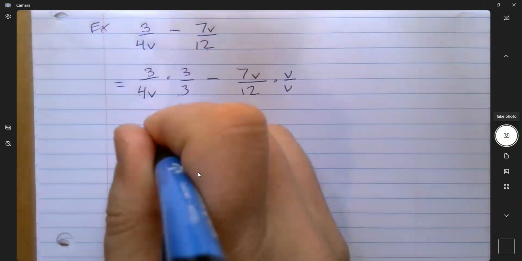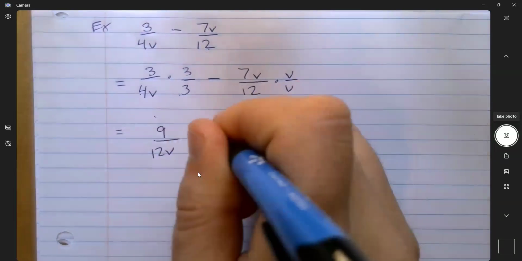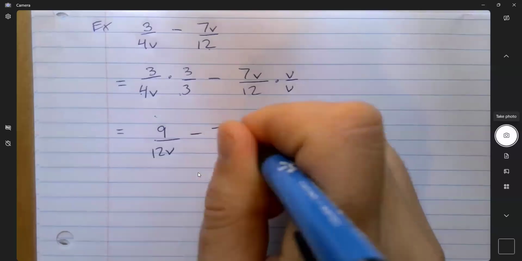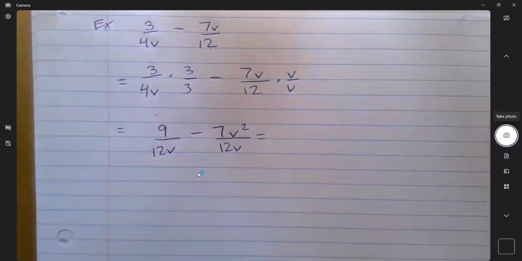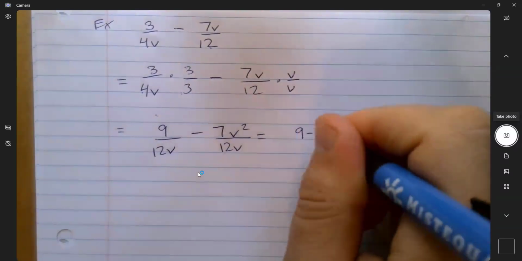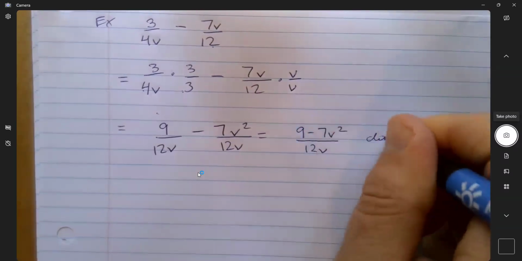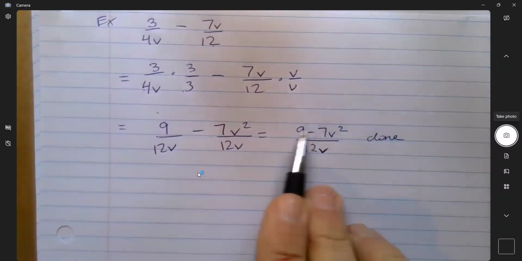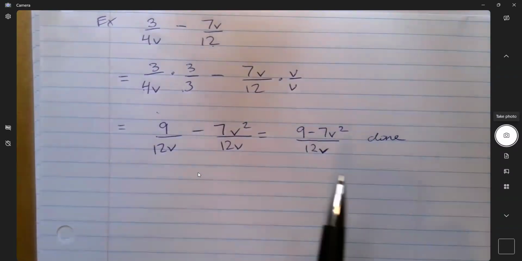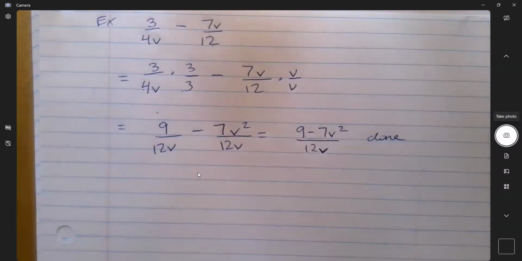So multiply the numerators to get 9, and the denominator is 12v, and then I have 7v times v, which is 7v squared, also over 12v. And so now I can do the subtraction of the tops over the shared denominator, and I'm done. Because the tops, they are not like terms, so I can't combine them. And I don't have a v in both of the tops, so I can't do any cancellation.